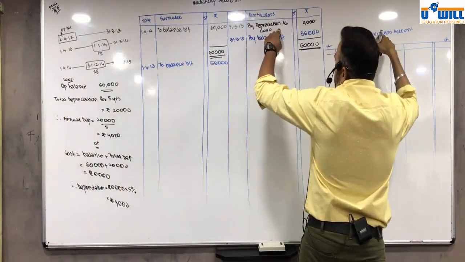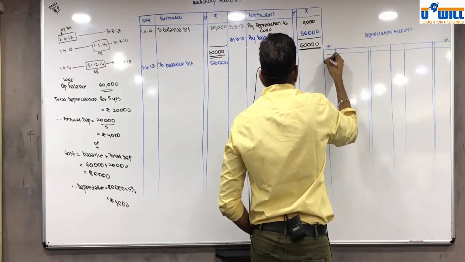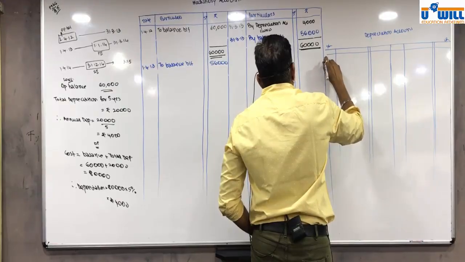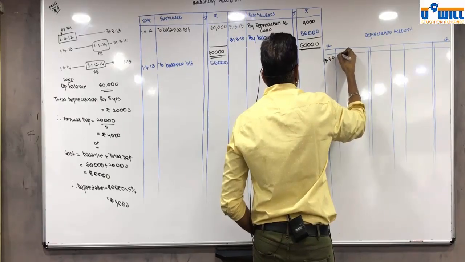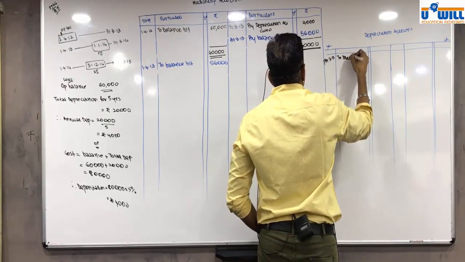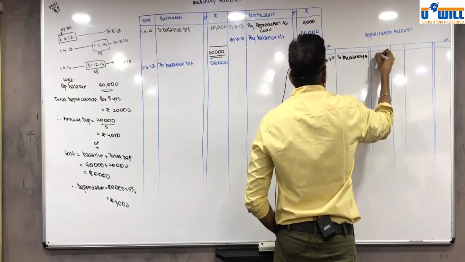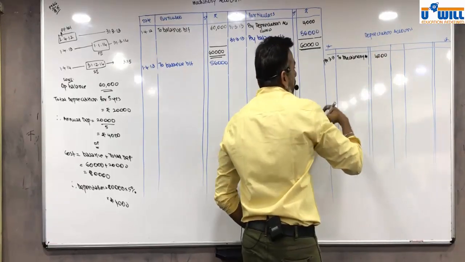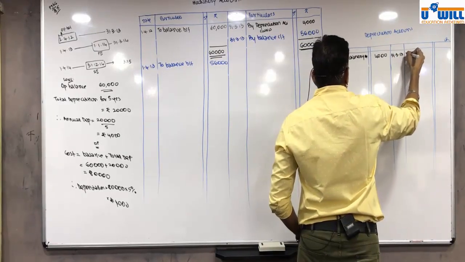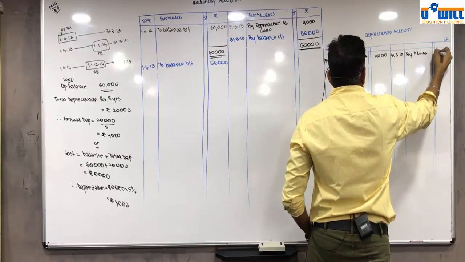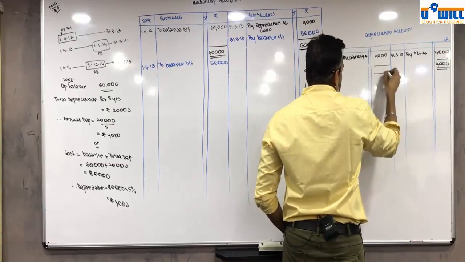Depreciation account. Depreciation account debit: 31/3/2013, to machinery account 4,000. And at year end we pass one more entry: 31/3/2013, by profit and loss account 4,000. We close this, the account gets squared up.